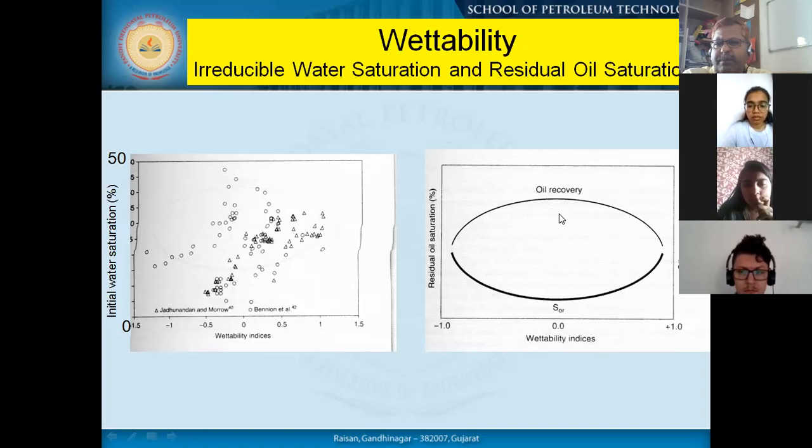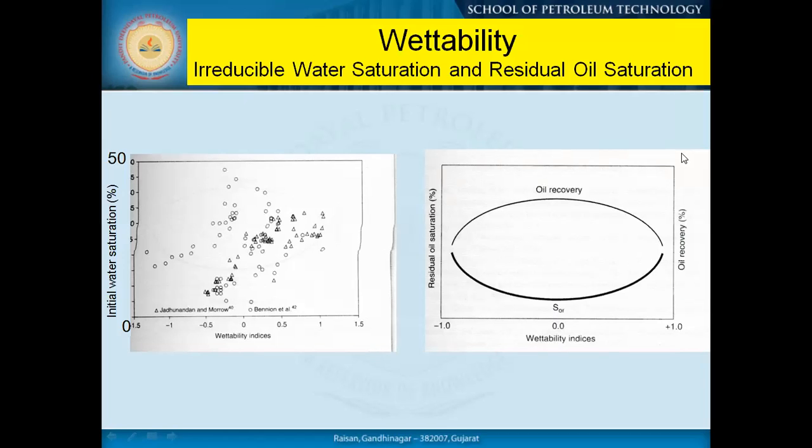Now in the right panel you have wettability index as well as the residual oil saturation, and on the right side it is your oil recovery. This is the initial condition, and this is when you are producing from it. If you see, residual oil saturation is less in neutral wet, when the value of wettability index is 0, and oil recovery is maximum. Whereas in the wetting rock, that means strongly oil wet or strongly water wet, we will get less recovery.